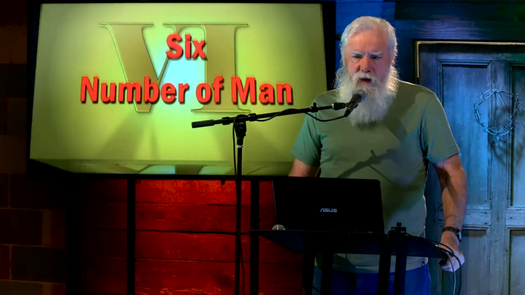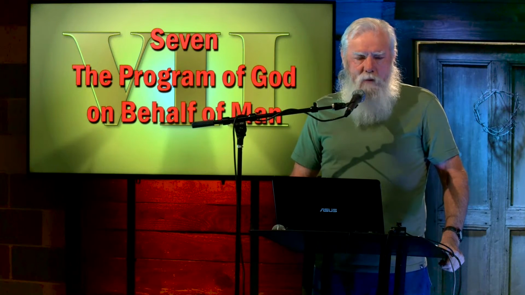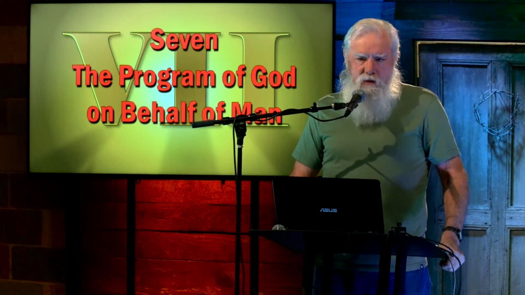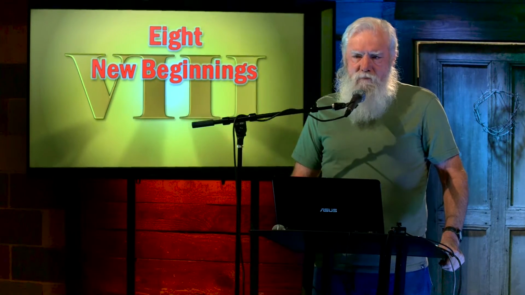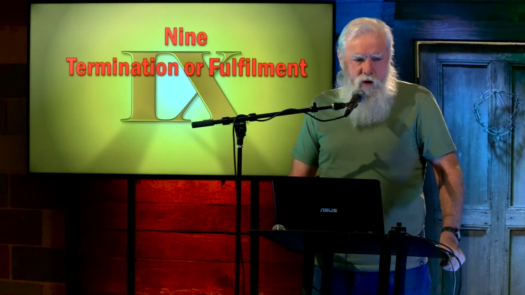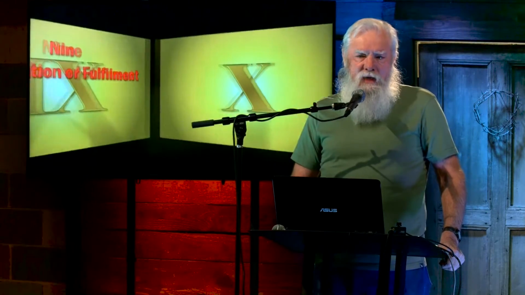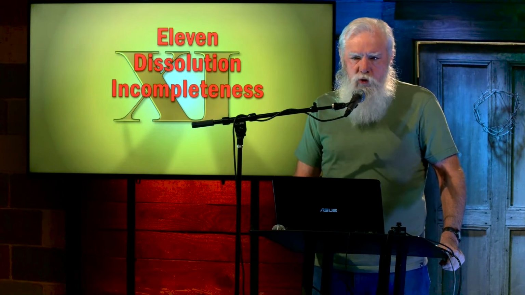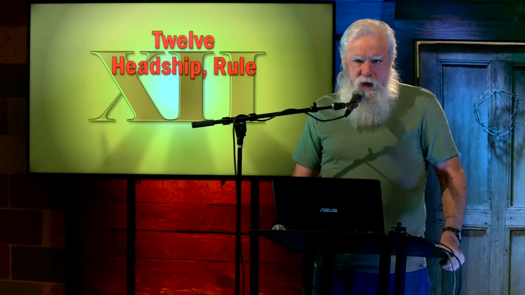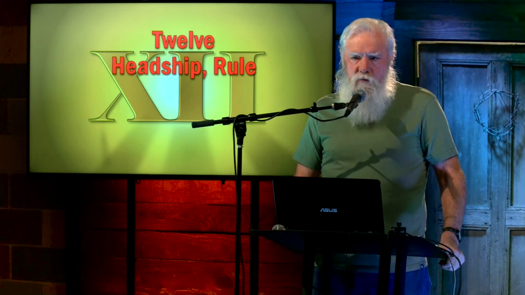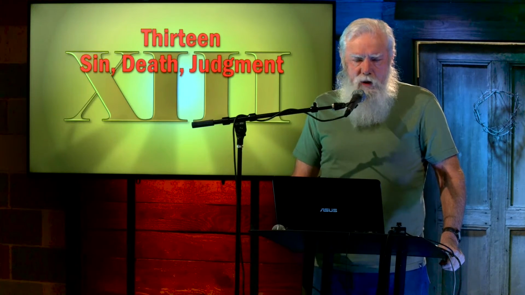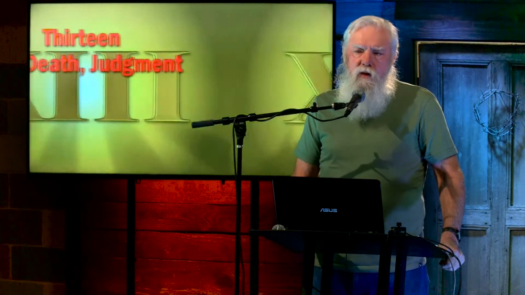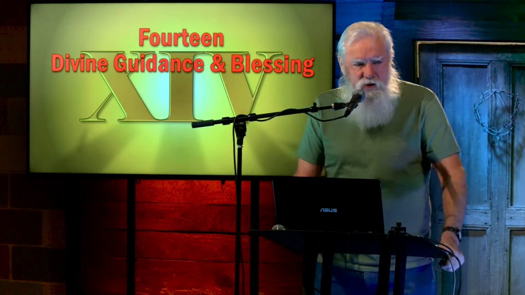6 is the number of man, and 7 is the number of the program of God on behalf of man, like he made the Sabbath for man. 8 is the number of new beginnings. 9 is the number of termination or fulfillment, where 10 is the number of that which is whole, like the whole unit. 11 is the number of dissolution or incompleteness. 12 is the number of headship or rule, like government, like the 12 tribes, like the 12 apostles. 13 is the number of sin, death, and judgment in the Bible. 14 is the number of divine guidance and blessing.